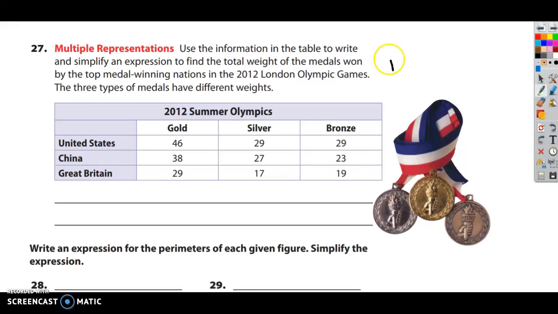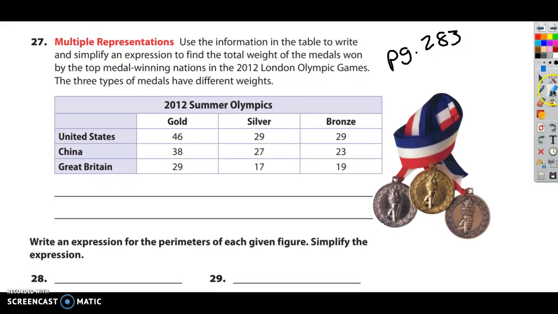Okay, this is page 282. And we are only on this page going to do 3 problems. We're going to do numbers 27, 28, and 29. We're going to skip the rest of the page. All right, let's check it out.